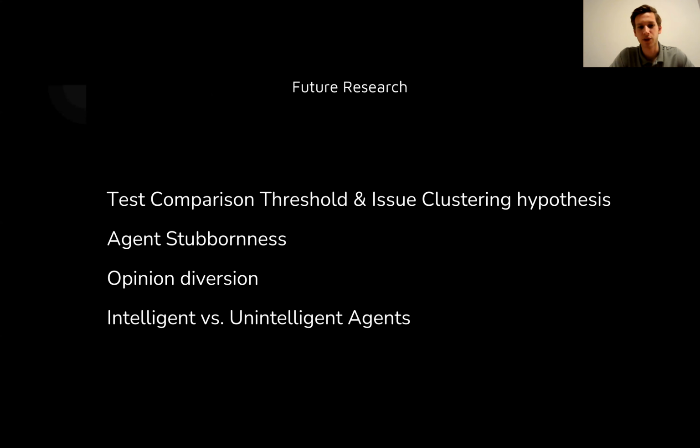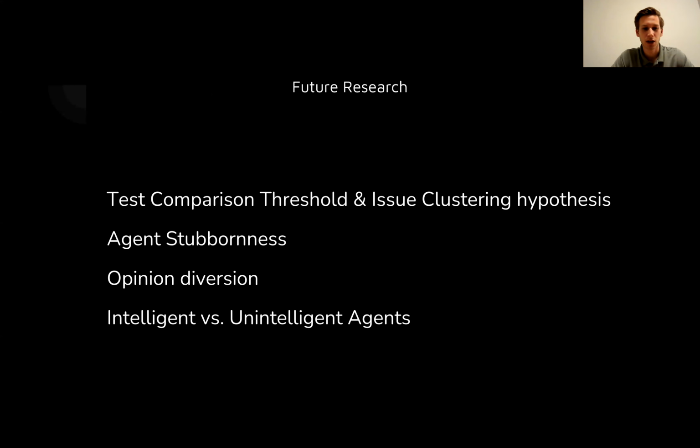And just some more things for future research. Obviously, the first thing on our plate is to test the comparison threshold and issue clustering hypothesis. And that is our number one priority. And then after that, we wanted to research what effect agent stubbornness has on our model. So agent stubbornness would basically be a reluctance of agents to change their opinion. We hypothesized that having agent stubbornness could lead to more polarization.